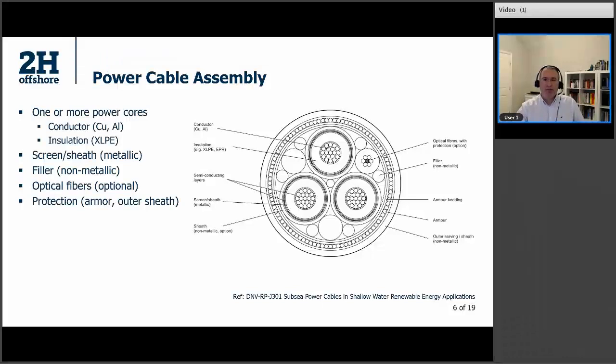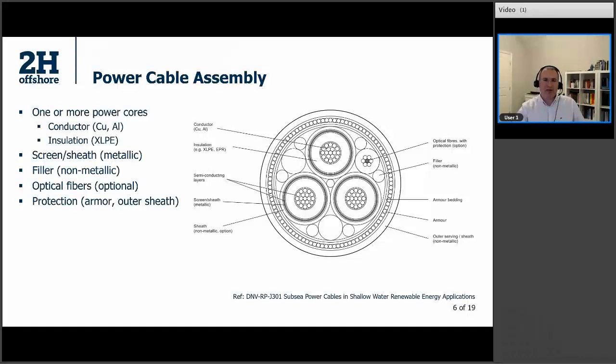A typical power cable includes one or more cores here. Each power core has a conductor, which can be made of copper or aluminum, and there's insulation out here, which can be made of XLPE, cross-linked polyethylene, and the power cores are protected by this metallic and non-metallic sheath. And between the cores there are some non-metallic fillers, and the armor and outer sheath over here provide overall protection to the cable, and this armor actually also provides tensile and flexural resistance to the cable.